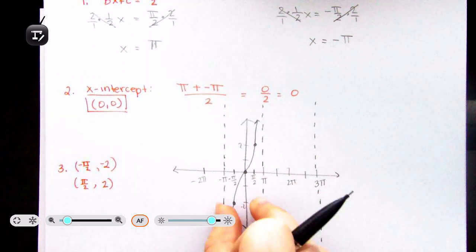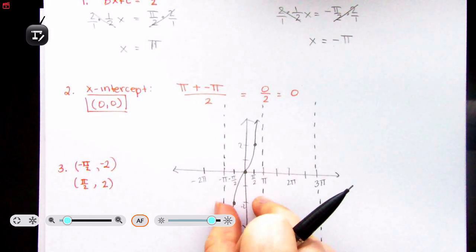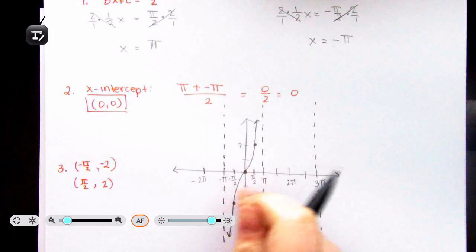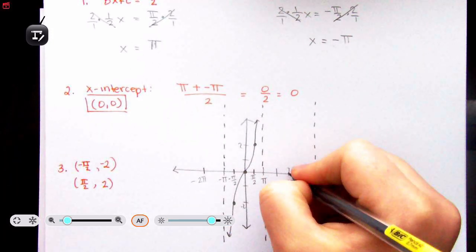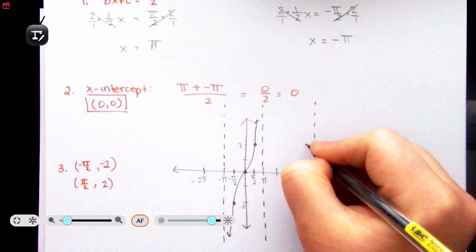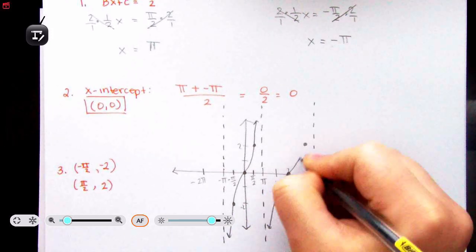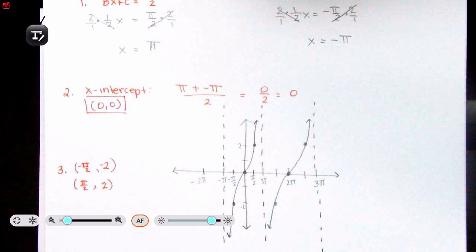Now for this one, once you have this section already finished, I'm not too concerned about you filling in these 2 values. I do need at least 1 period filled in. The rest you can just show me like this. All right, you guys, and there you have it. Step number 4 is graph, and we already did that.